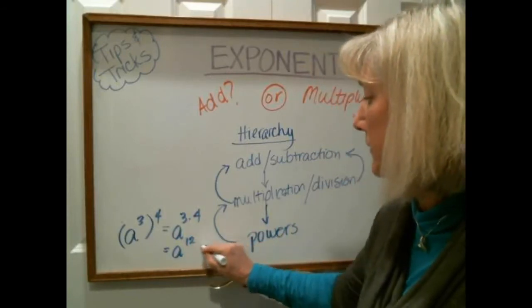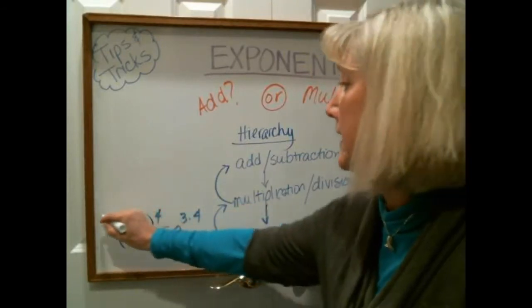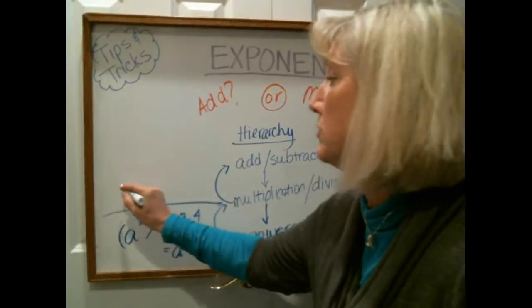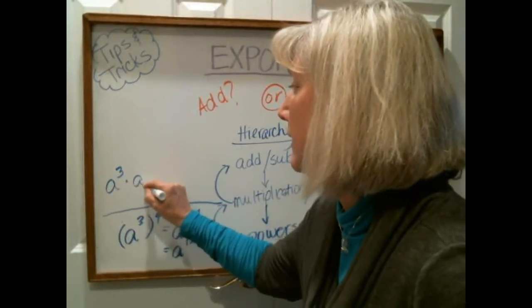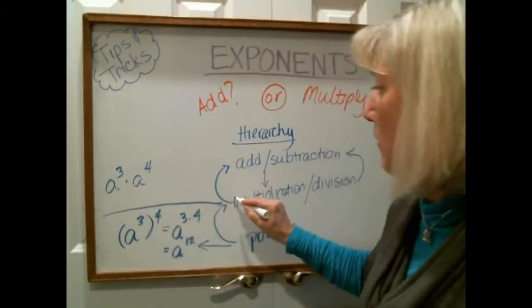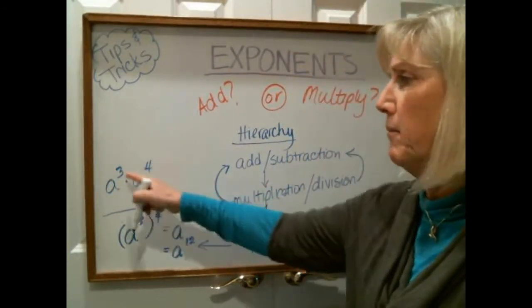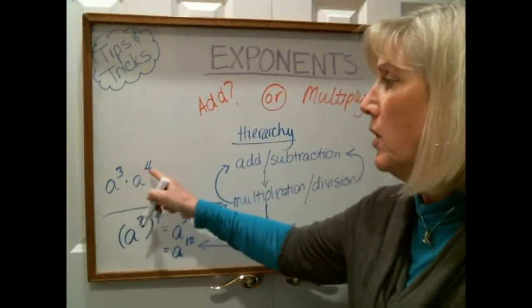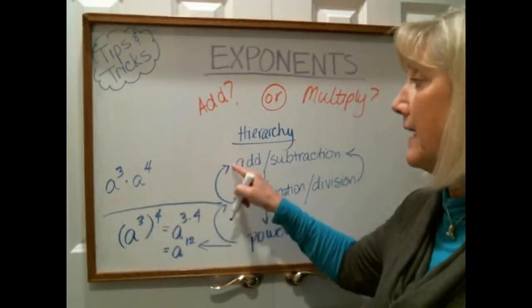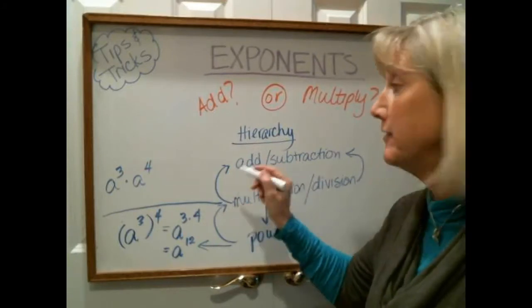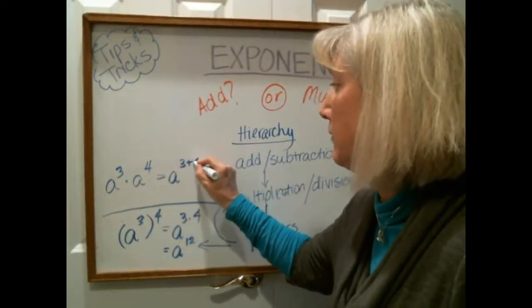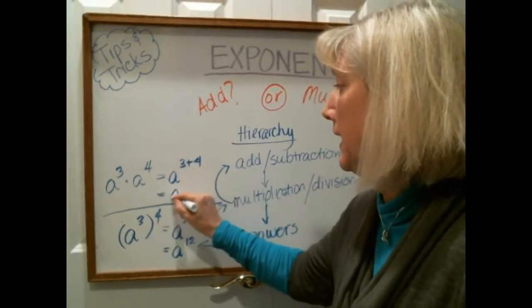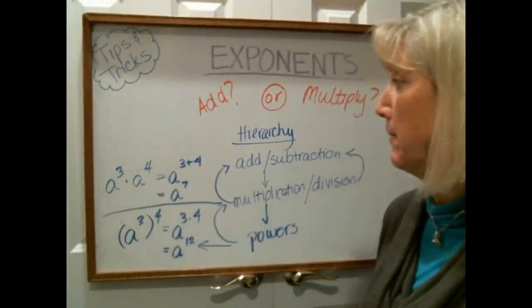And that's for powers. Now, instead of this, if we have a multiplication problem, say we have a to the third times a to the fourth, what we want to do, if you remember, is: do I multiply or do I add these? No, we add these, because that's one step back from multiplication. So this would be a to the 3 plus 4, or a to the 7th power.